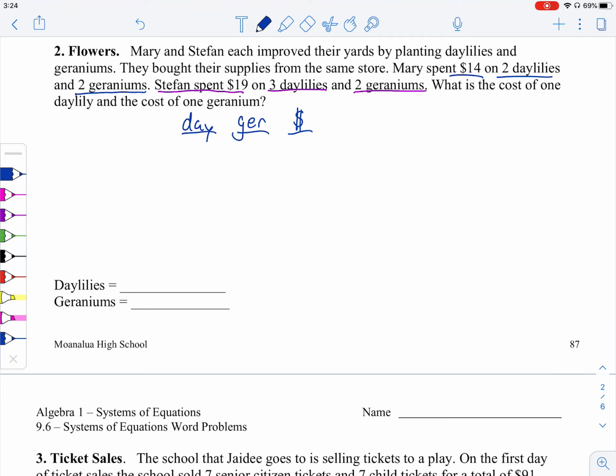So the first one, $14, and 2 daylilies, let's make it x, 2x, plus 2 geraniums equals that $14. Second one was $19, 3 daylilies, 2 geraniums. So now we have a system and we can solve that. All right, and we want to eliminate, let's eliminate these y's here because we just got to multiply one of them by negative. All right, so this is multiply top equation by negative 1.